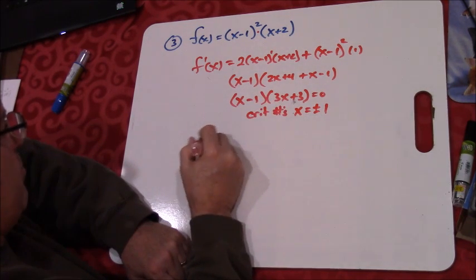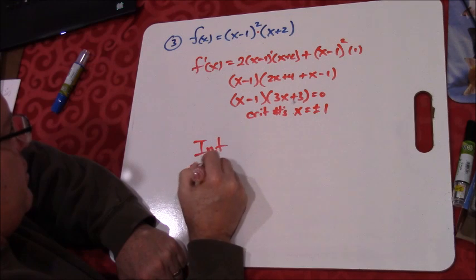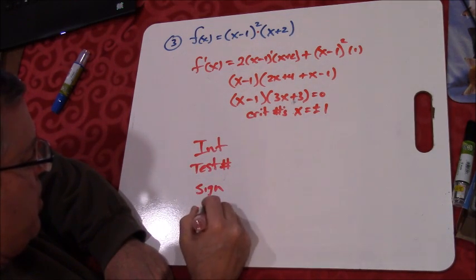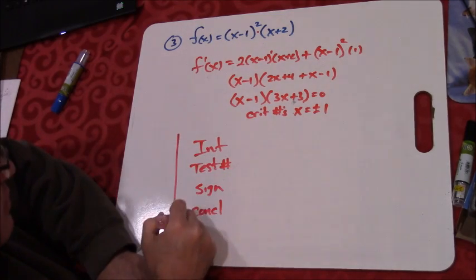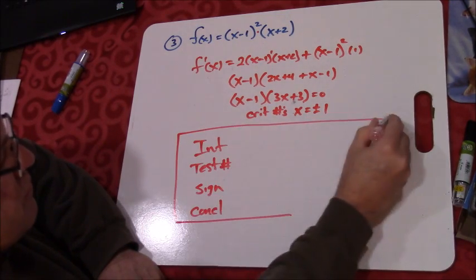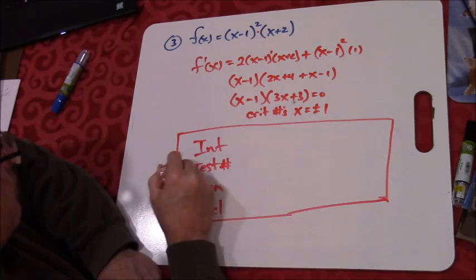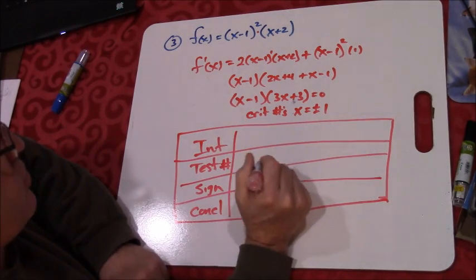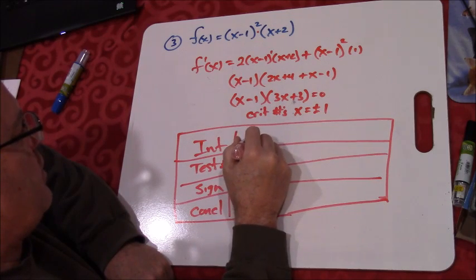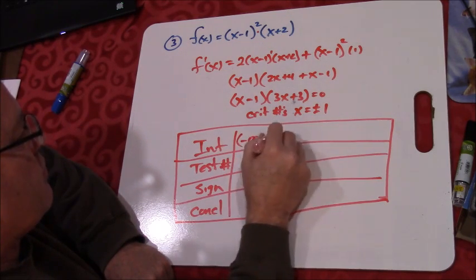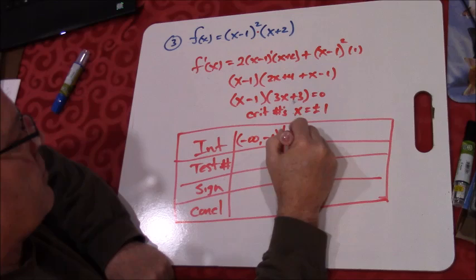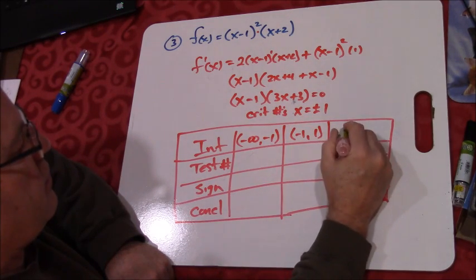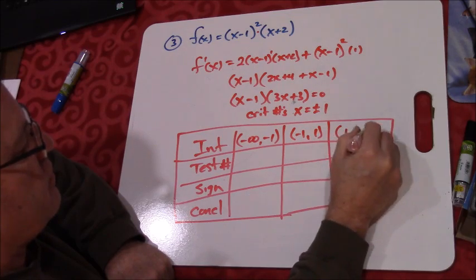All right, so now I'll make my table. I've got intervals, I've got a test number, we're looking for a sign, and then we will draw a conclusion based on that. So my first interval will be from negative infinity to negative 1. My next interval from negative 1 to 1. And then from 1 to positive infinity.